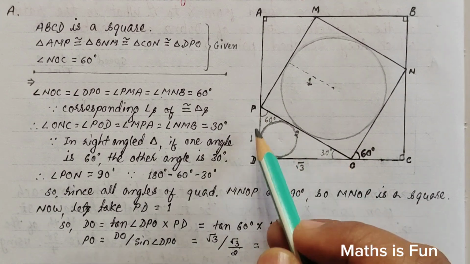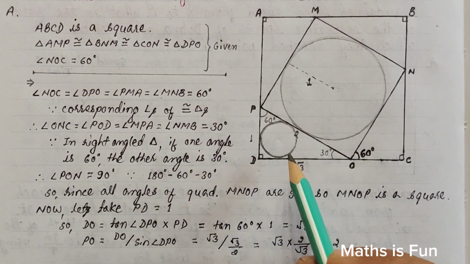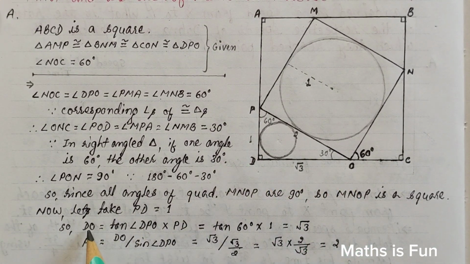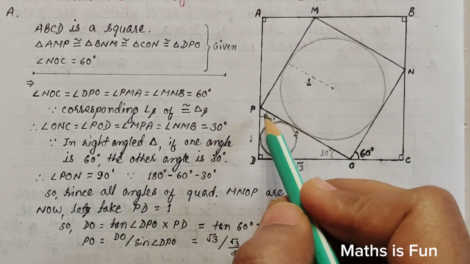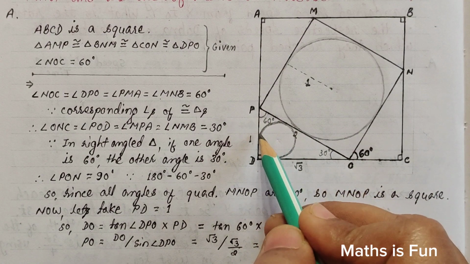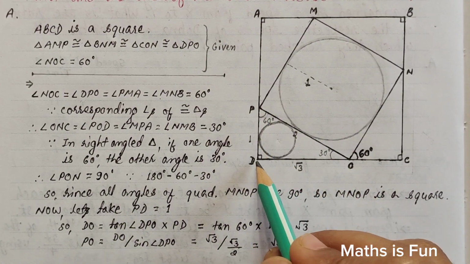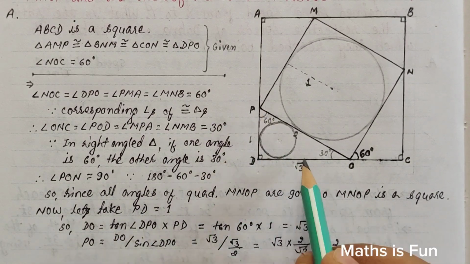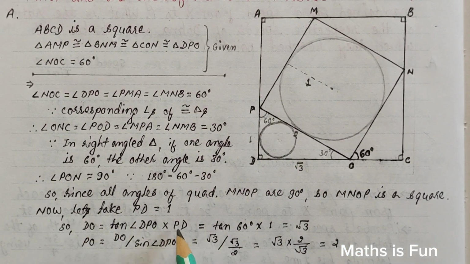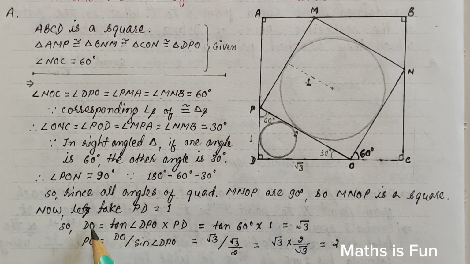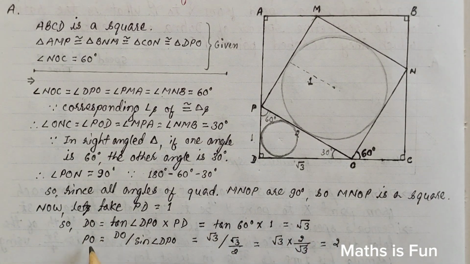Now let's move to triangle PDO. In PDO we can take PD as 1. So when PD is 1, then we can find out DO. To find DO, we take DO equals tan of angle DPO multiplied by PD. Now to understand this, let's take this angle. For angle DPO, tan will be opposite over base, so DO over PD. So tan of angle DPO, that is 60 degrees, will be root 3, and PD is 1, so we get that DO is root 3.